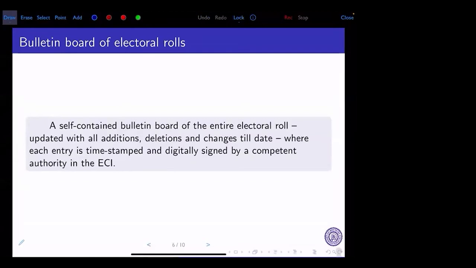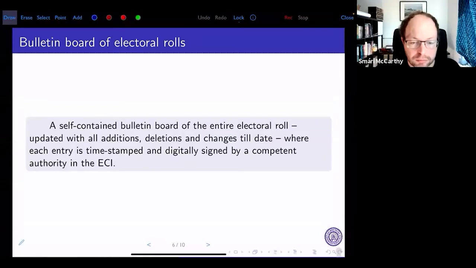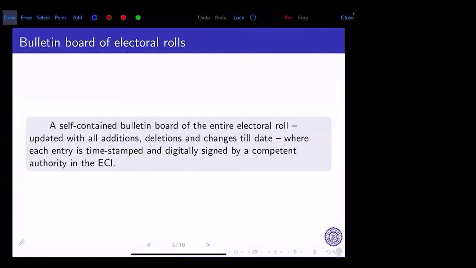So for the electoral roll, all you have to do is go to an electoral office, file an application, and get a receipt saying that I have filed an application and you have accepted my application, right? And that's it. With that application, you can search the bulletin board for satisfaction, so whether your application has been processed correctly. That's all that a voter has to do.